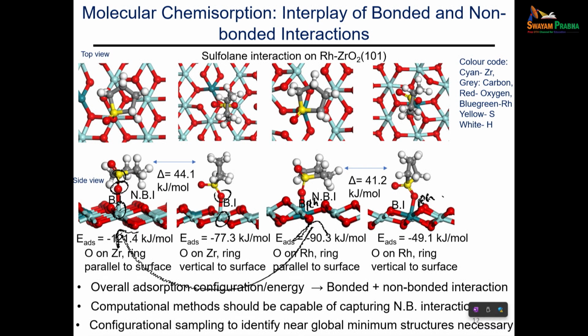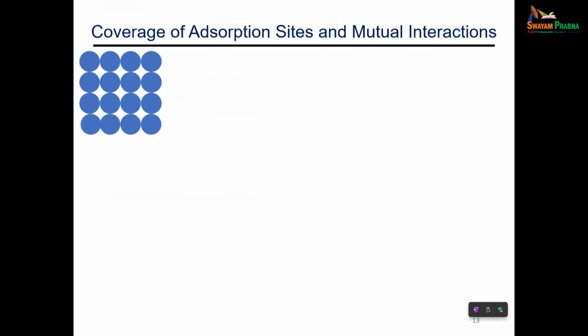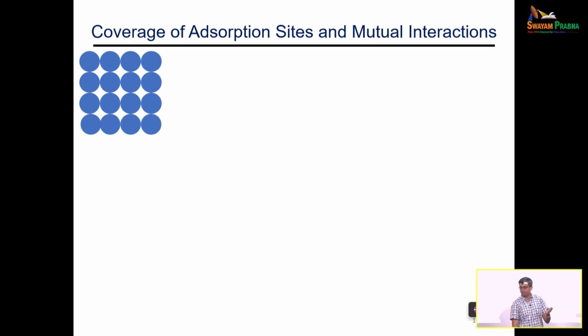Alright, so with that I will move on to something else. All of that I have shown so far is taking a single molecule into account. In practical processes, adsorption is never going to be with a single molecule. Most often you will have multiple. So what happens if you have multiple molecules in terms of adsorption strength?